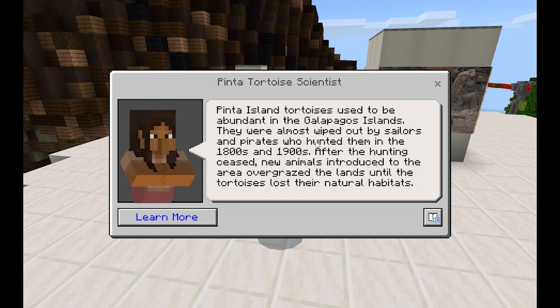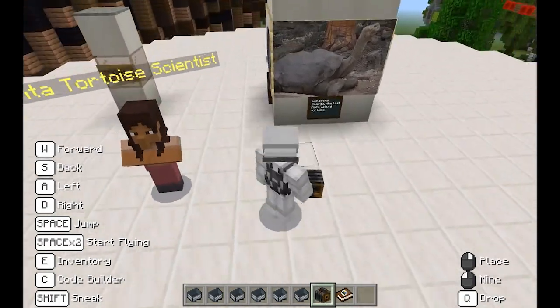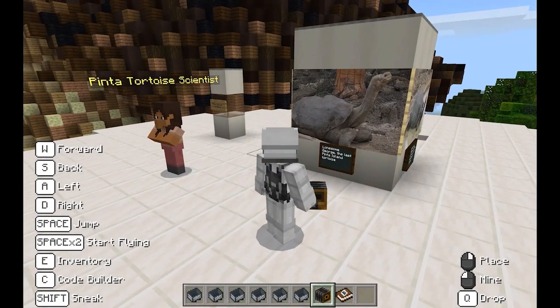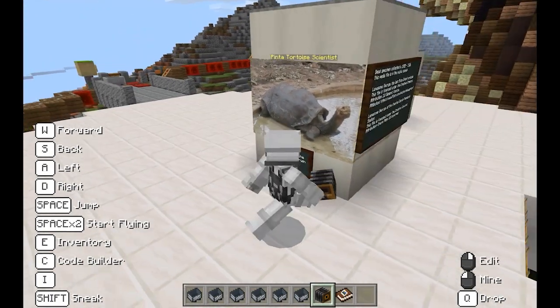So sailors and pirates started hunting them, and then when the hunting stopped, overgrazed means that these new animals that were brought there by humans, they ate too much of the tortoise's food, whether it was grass, leaves, whatever. These animals ate so much of it that the tortoises didn't have their habitat anymore. Let's check out the pictures. They look a lot like our tortoises nowadays. Very large.